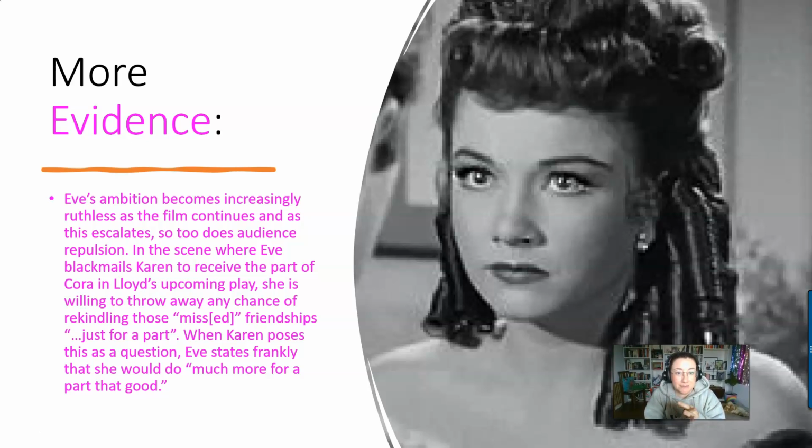Eve's ambition becomes increasingly ruthless as the film continues, and as this escalates, so too does the audience's repulsion. Repulsion means disgust. In the scene where Eve blackmails Karen to receive the part of Cora in Lloyd's upcoming play, she is willing to throw away any chance of rekindling those missed friendships just for a part.